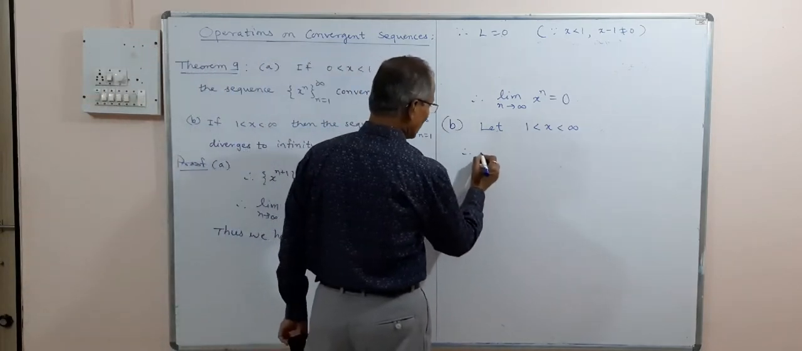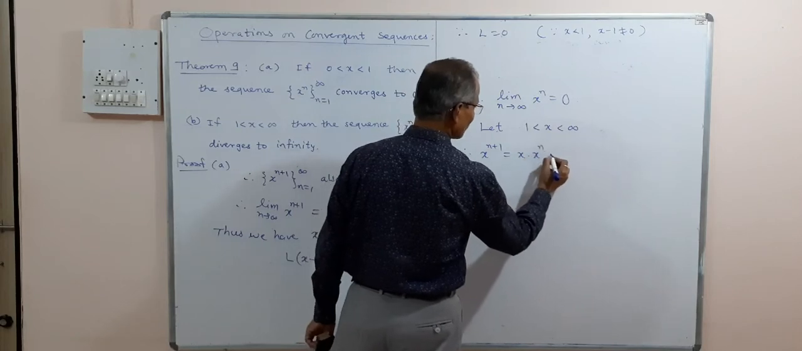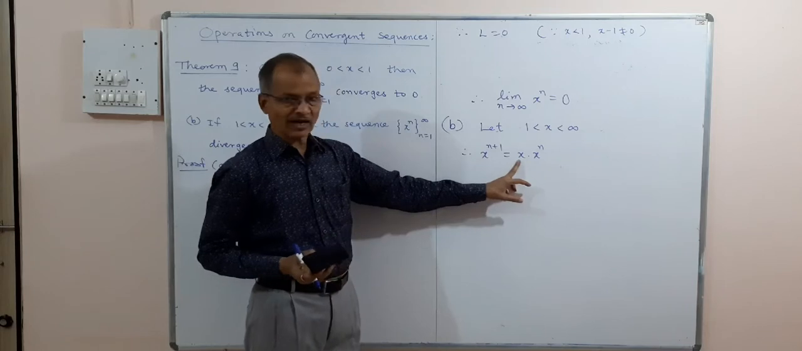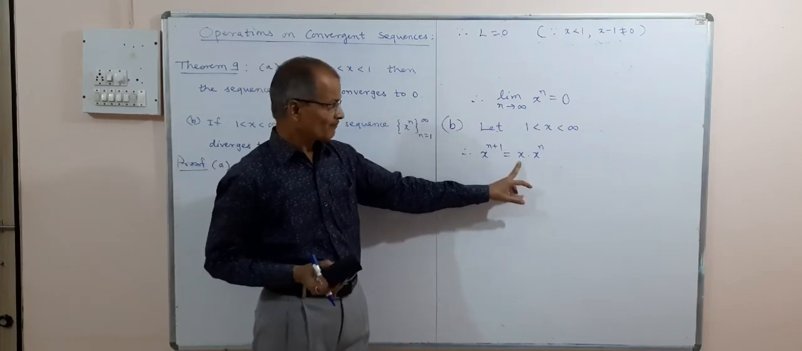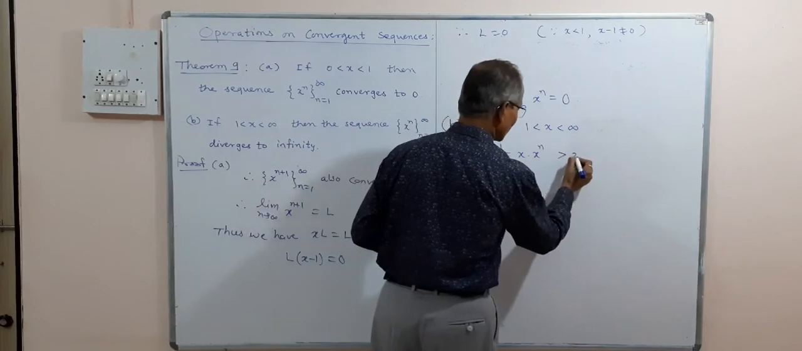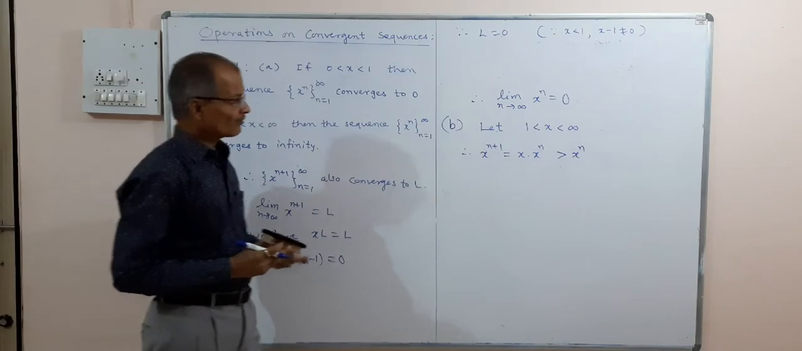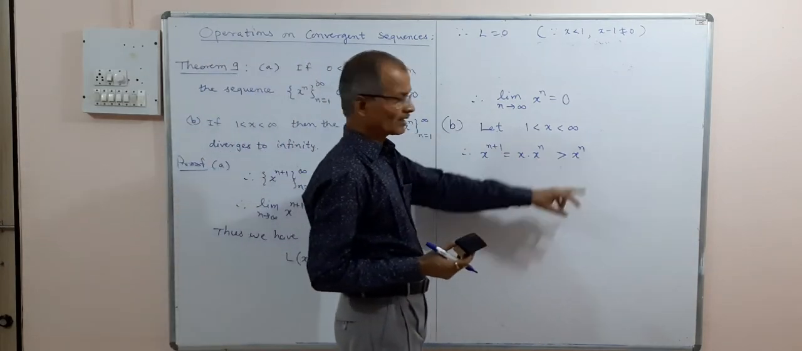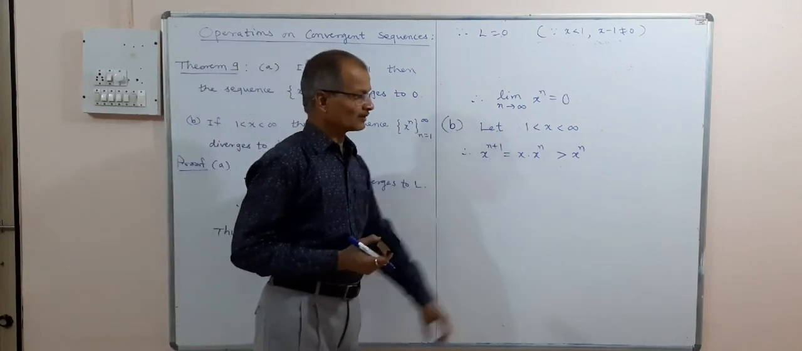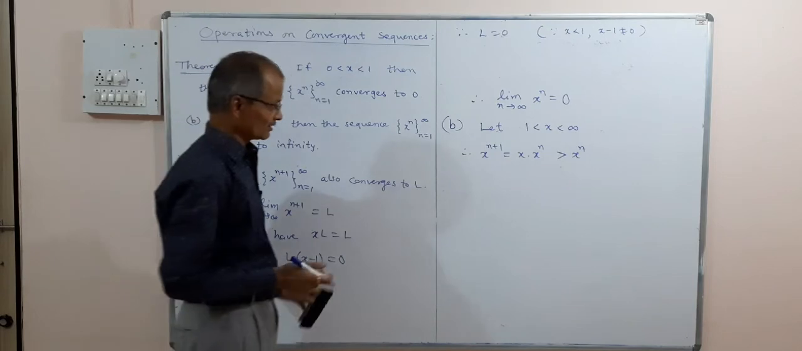Therefore, x to the power n plus 1 will be again x into x raised to n, and here x raised to n is multiplied by a number which is greater than 1, and therefore this quantity will be greater than x raised to n, and thus here we have x raised to n plus 1 is greater than x raised to n, means the n plus 1th term is greater than nth term. The sequence is non-decreasing and means increasing.